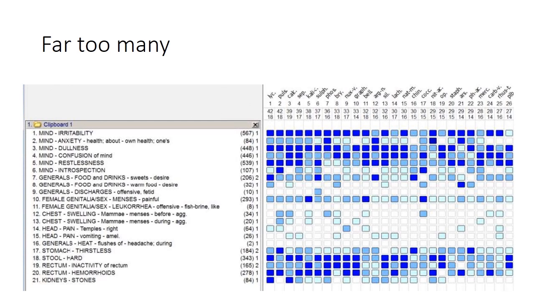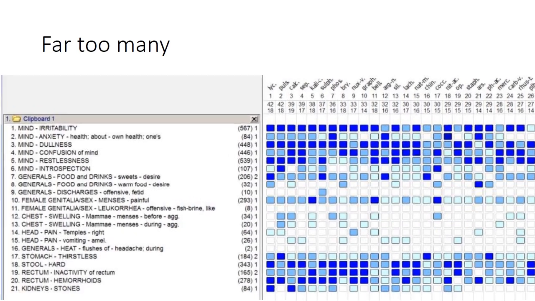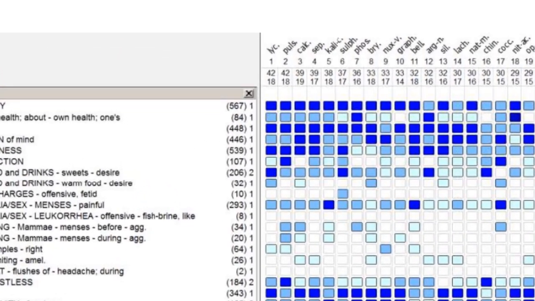So the point I am making here is using far too many rubrics is not going to help at all. Look at this repertorization. This practitioner has used 21 rubrics. Obviously, it means the person doesn't know what he's looking for. Let's look a little deeper. Some of the rubrics have only 20 remedies, 2 remedies, 8 remedies, 10 remedies, 32 remedies. That is not going to be very helpful, as we shall see later.